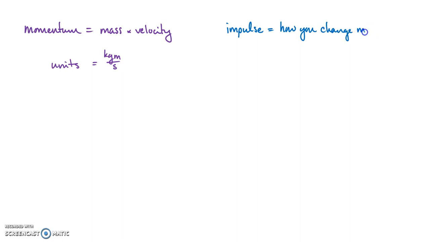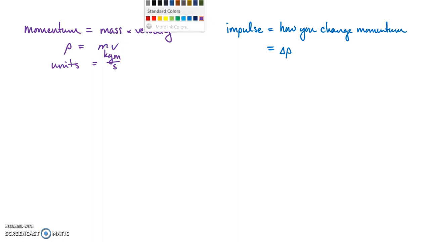So how you change momentum. So change in momentum would be, there's a change in momentum. In case you have forgotten the momentum symbol here, p equals mv, or rho, depends on what you want to go by. And if you are going to change its momentum, well, the way you do that is you have to apply a force for a period of time.